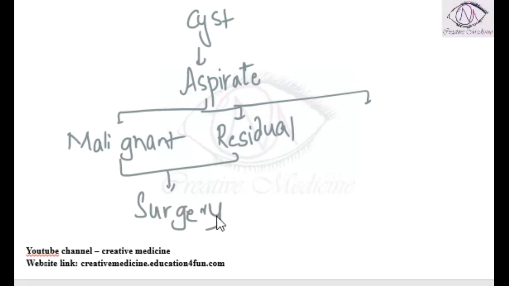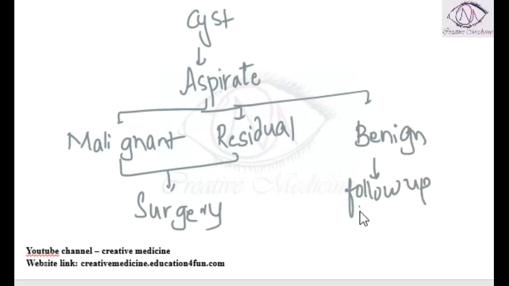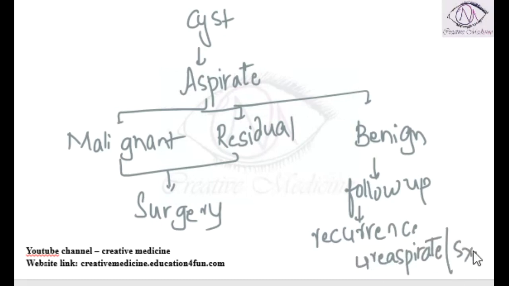Now, the cyst can also be a benign cyst. In a benign cyst, follow-up can be done, since you have already aspirated it, so there is no problem. But even after follow up, if you see the recurrence of the cyst again, then you should either re-aspirate the cyst or you can do a surgery at this stage.